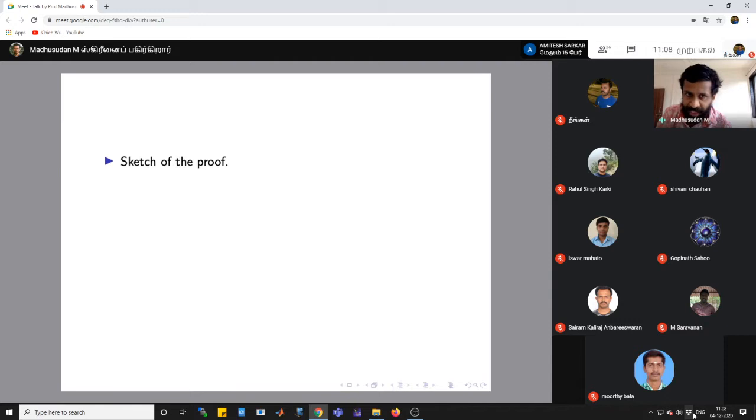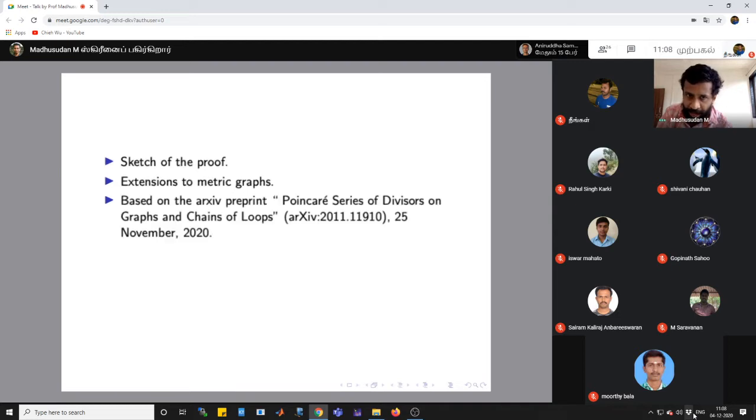And then I will briefly mention some extensions to what are called metric graphs, graphs with edge lengths, non-negative real edge lengths. This is based on a preprint that I just put up on the arXiv very recently, just last week actually. It's called Poincare series of divisors on graphs and chains of loops. For this talk, we'll focus on the graphs part. The chains of loops, which are certain types of metric graphs, I'll only mention at the end because of time constraints.